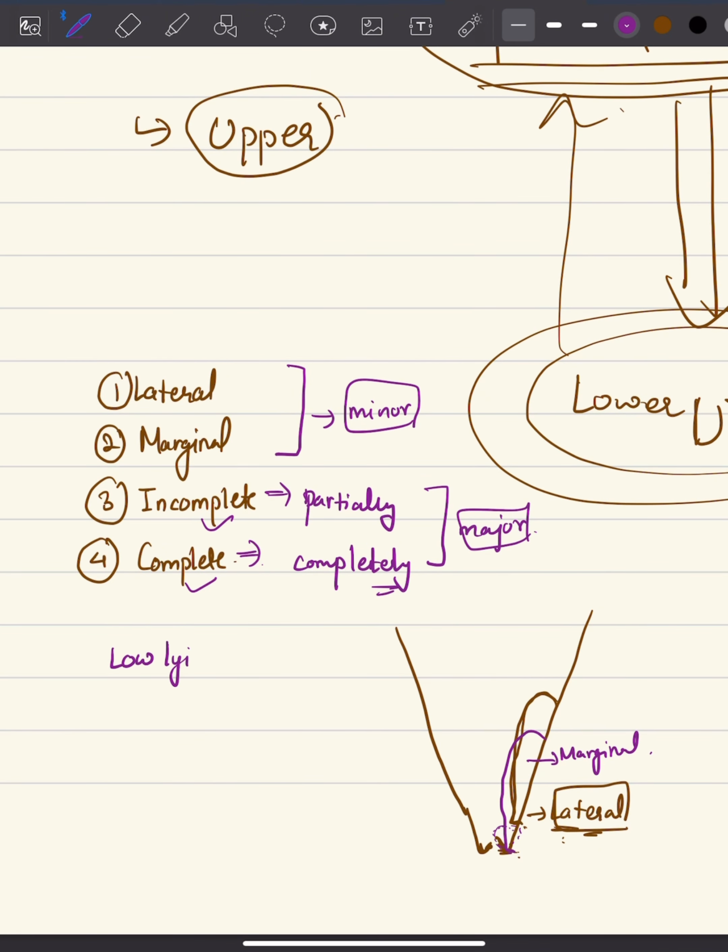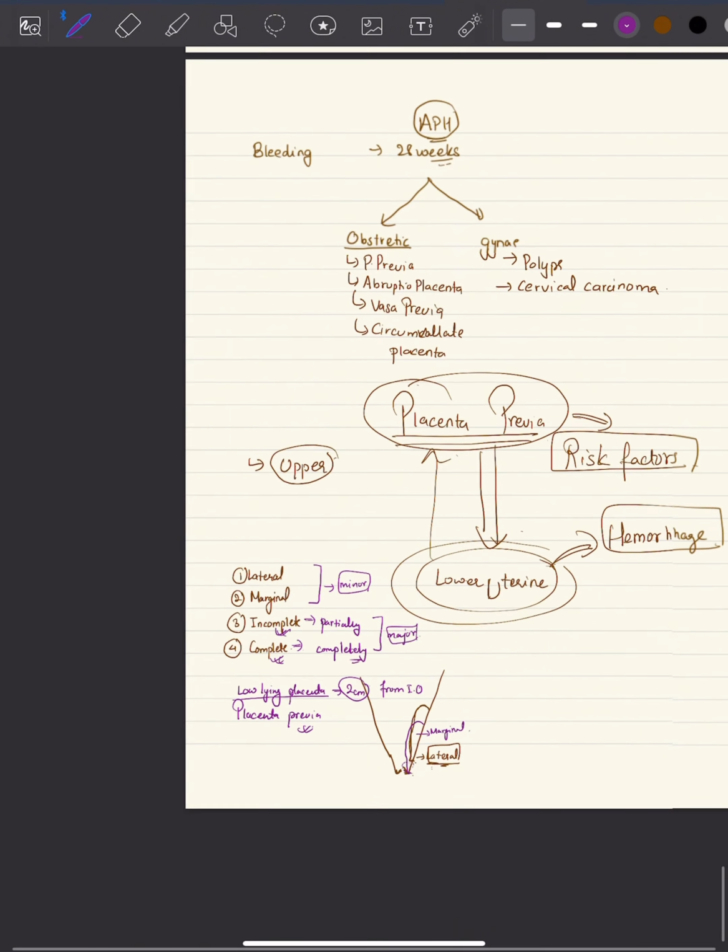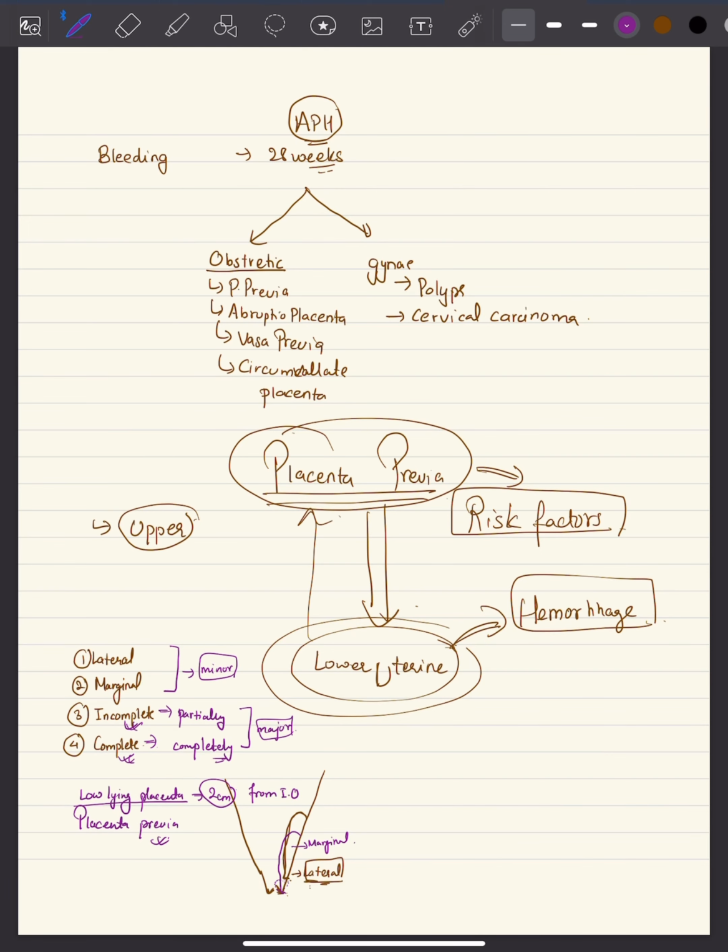There's another classification as well, which says low lying placenta. In the low lying placenta, it would be present 2 centimeter away from the internal os. Whereas in the case of placenta previa, as I stated earlier, it could be complete or incomplete type. So there is this classification as well.